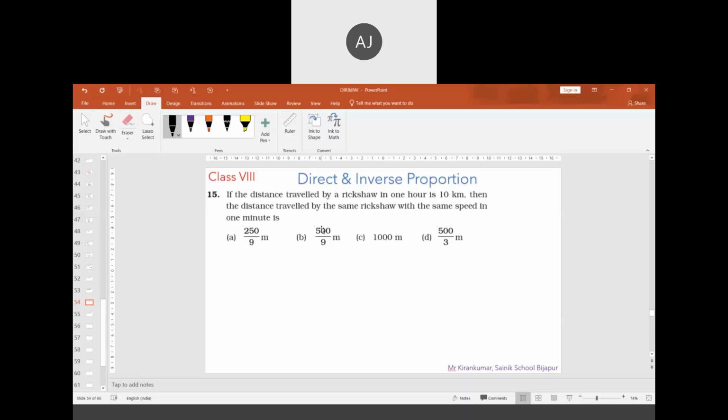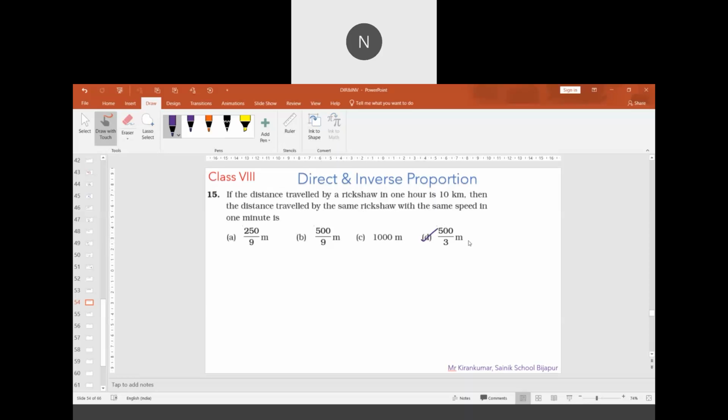166 meters, sir. 166 is where? 100 by 3 meters, sir. 1 by 6 kilometers, sir. Pawan has said this answer, 500 by 3. 3 meters.